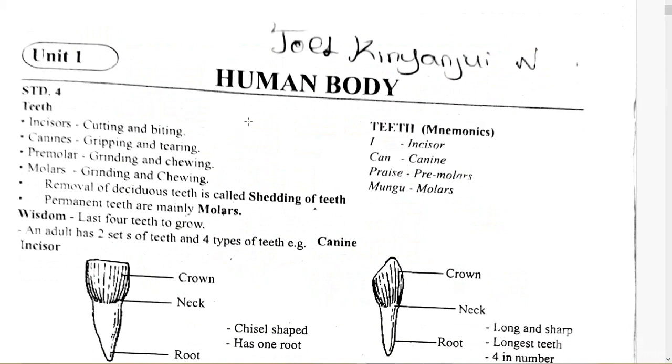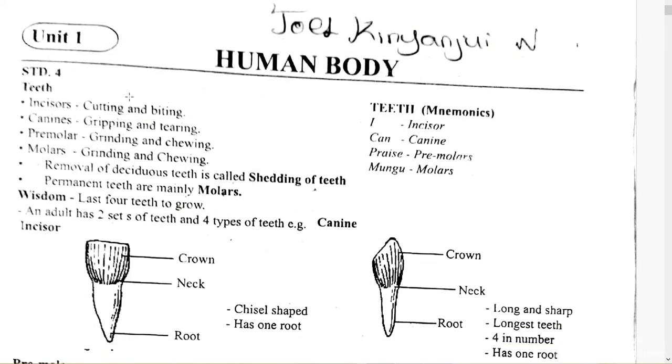This is KCPE revision, the human body. In the human body, we start with the teeth. That is what is being tested in exams. So we have 4 types of teeth.